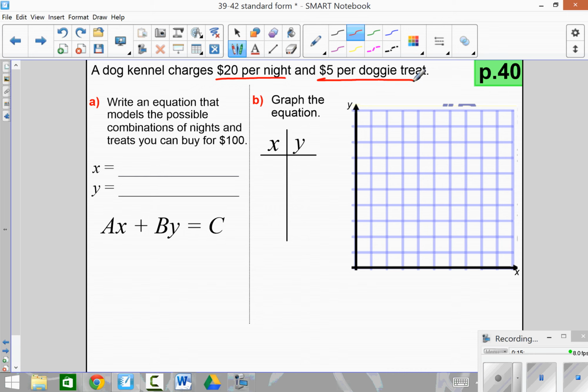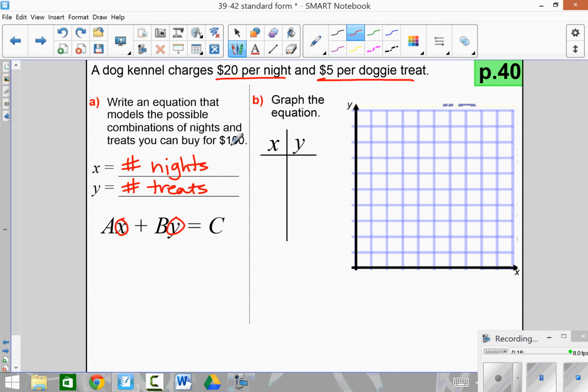So we have an x and y, and we're going to use standard form here. So we have to identify what our x and y is. Let's say x is one variable, which is the number of nights, because we have no idea how many nights we want to stay. Let's call y the number of doggy treats that you buy, because you don't know how much you can buy. You can buy as many as you want, but you only have $100. So how do you write an equation for this?